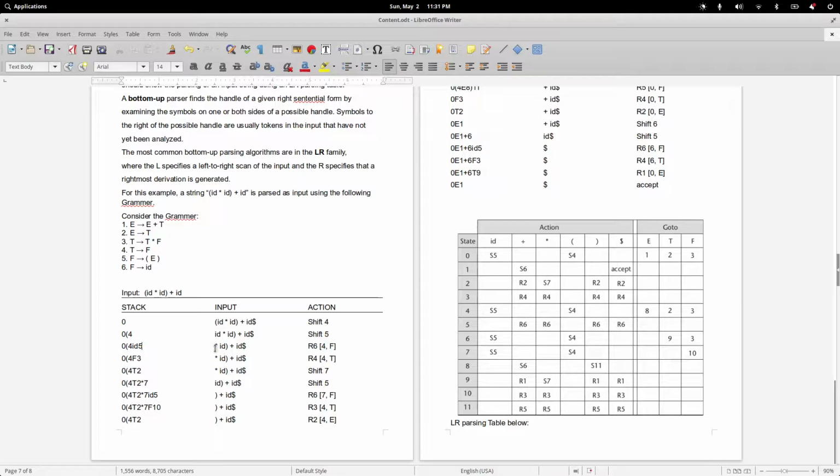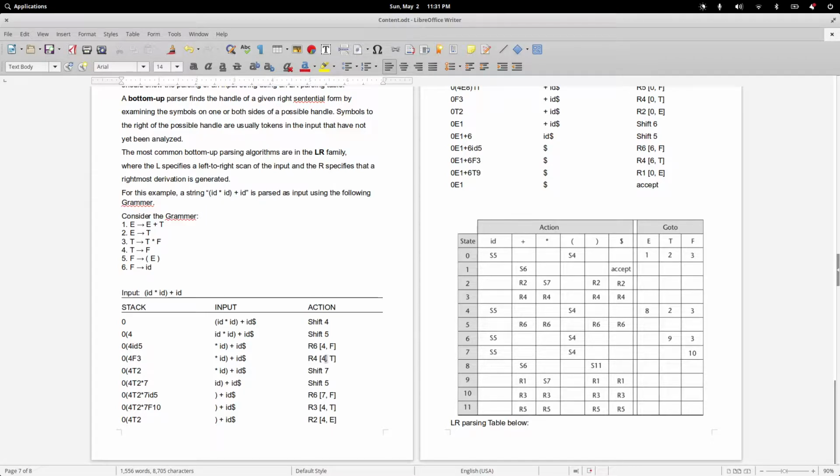We see 5 with the multiplication symbol down here is R6, so we reduce by rule 6. Our rule says id converts to F. So everything after 4 gets converted to F, and we are left with 0, open parenthesis, 4, F, 3. And now we look up our chart, 3 with the multiplication symbol, and we see that is reduce 4.